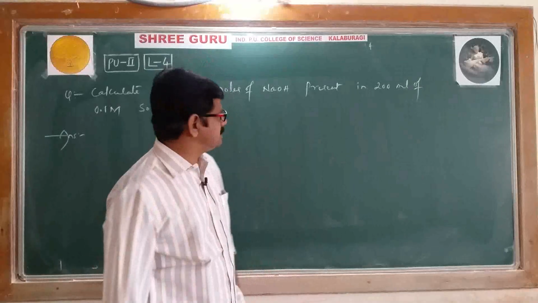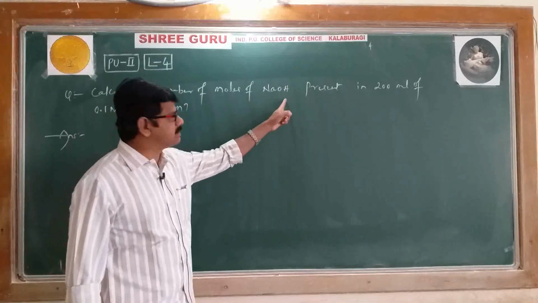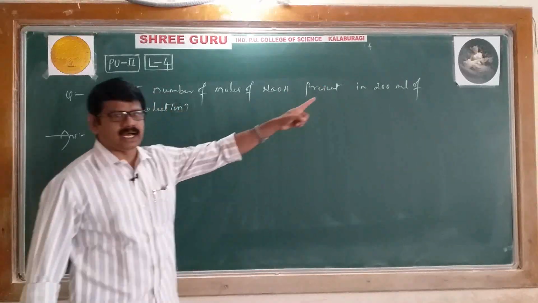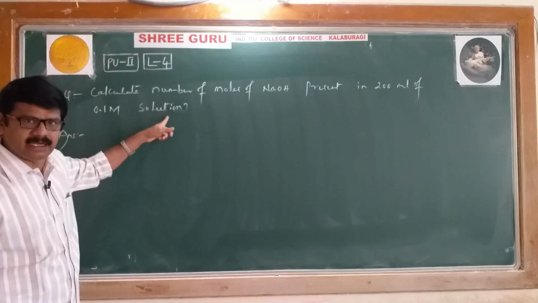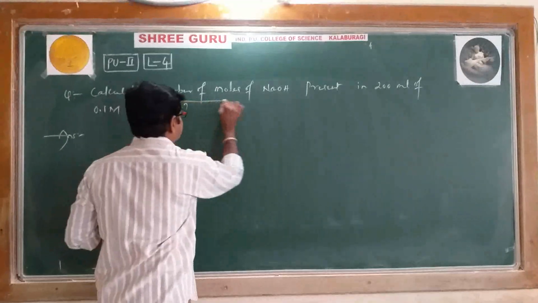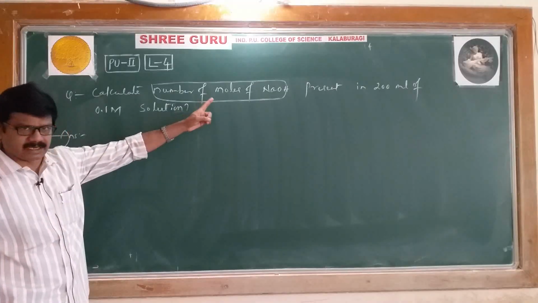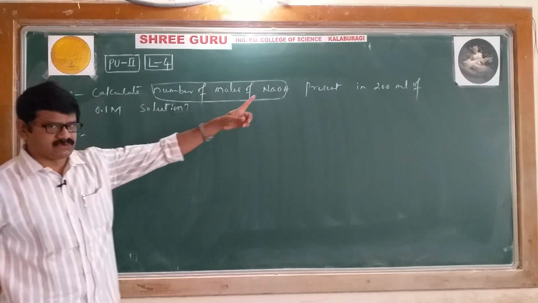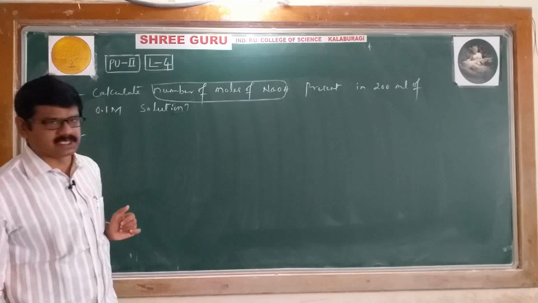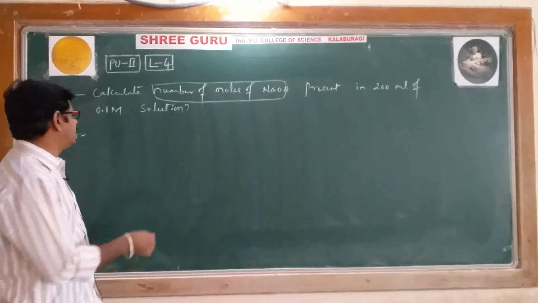Next question is like this: calculate the number of moles of sodium hydroxide present in 200 milliliters of 0.1 molar solution. It is asking for the number of moles of solute, that is, the number of moles of sodium hydroxide, and of course the volume is given and the molarity is also given. We'll write our regular molarity formula.